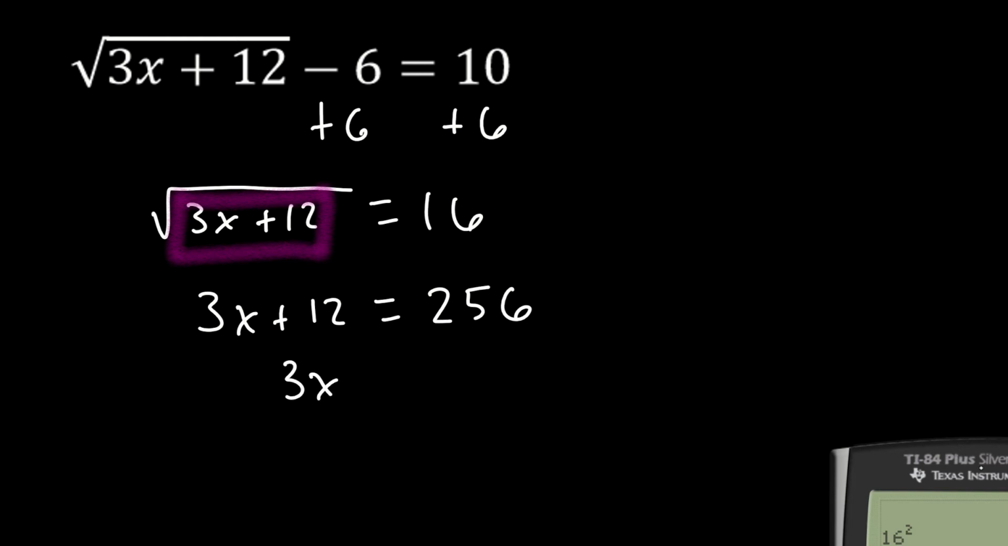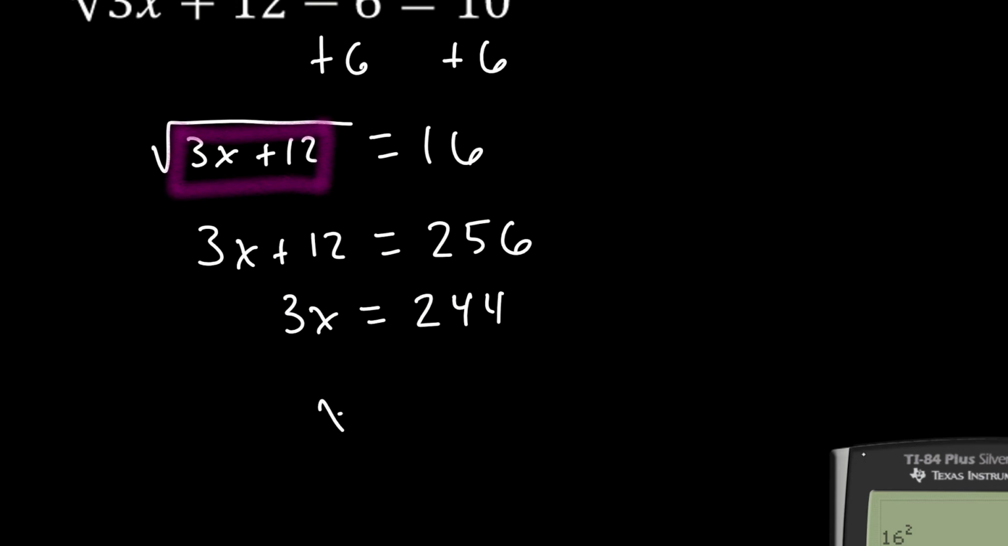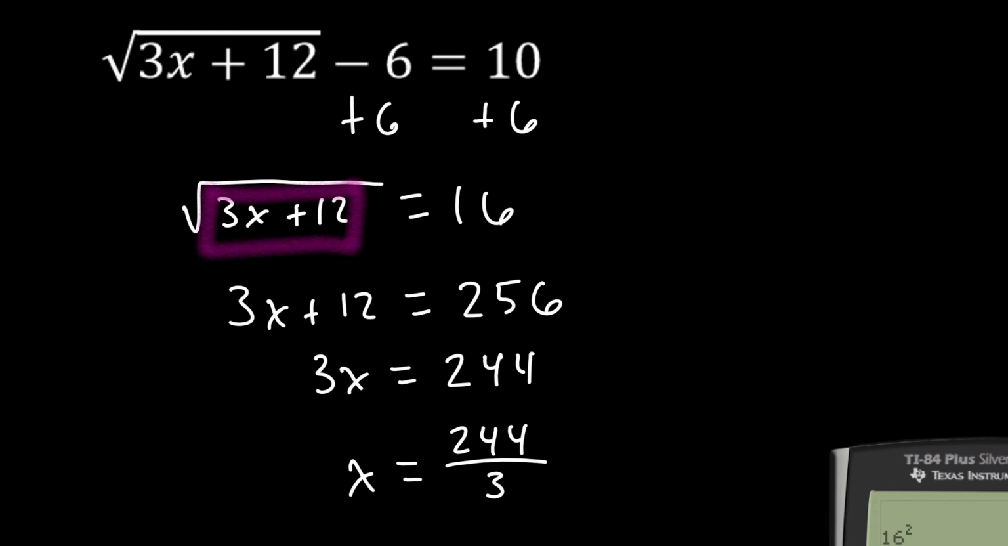So that means that 3x is going to equal, let's take away 12, that's going to be 244. Yes. And then to get x alone, I'm just going to divide. So that's going to be 244 divided by 3. And honestly, that's a fine answer. I don't have a problem with that.